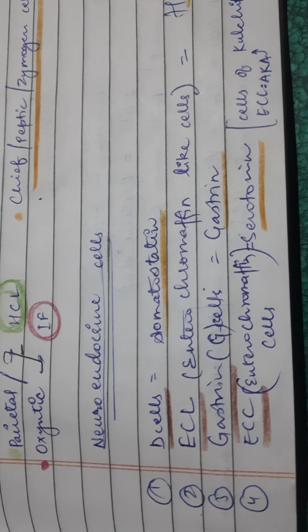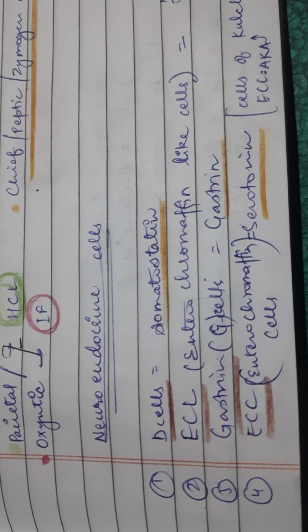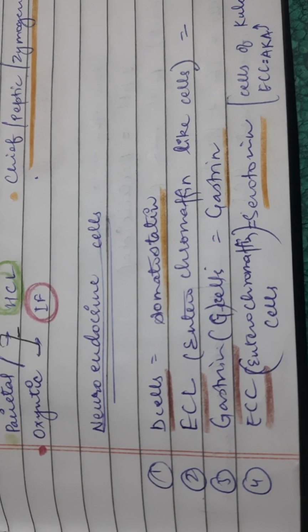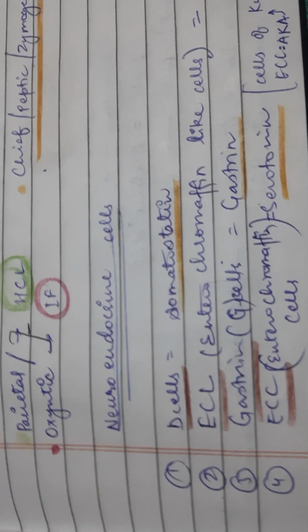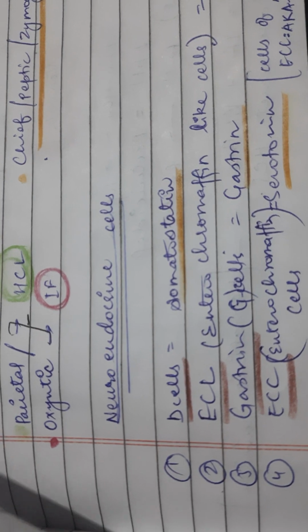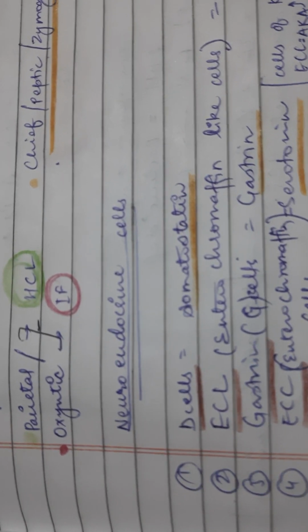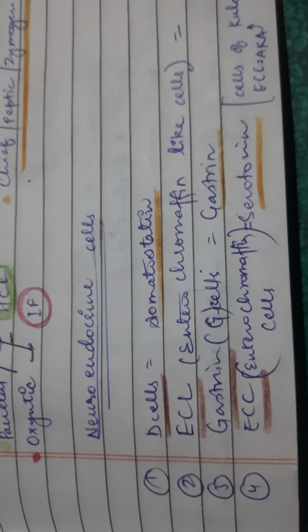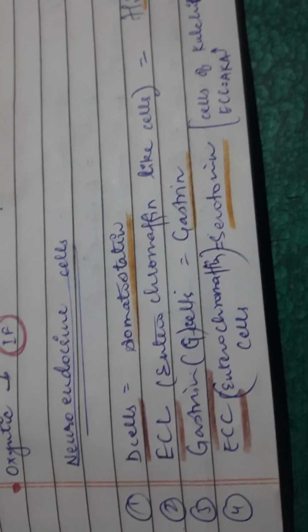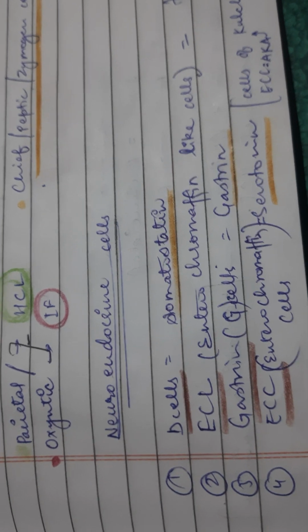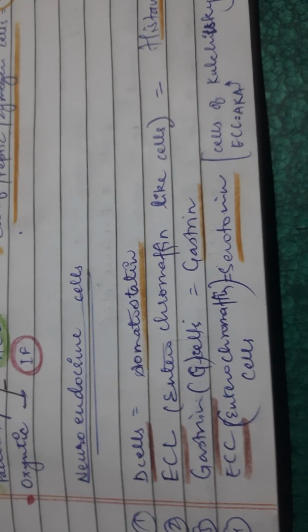In neuroendocrine cells, first is the D cell, which produces somatostatin. Then ECL, enterochromaffin-like cells, which produce histamine. ECL cells are present in gastric glands, but near parietal cells. So it is enterochromaffin-like cells which produce histamine.